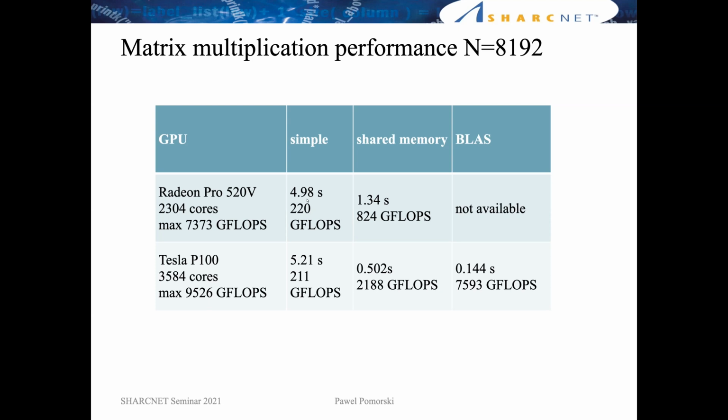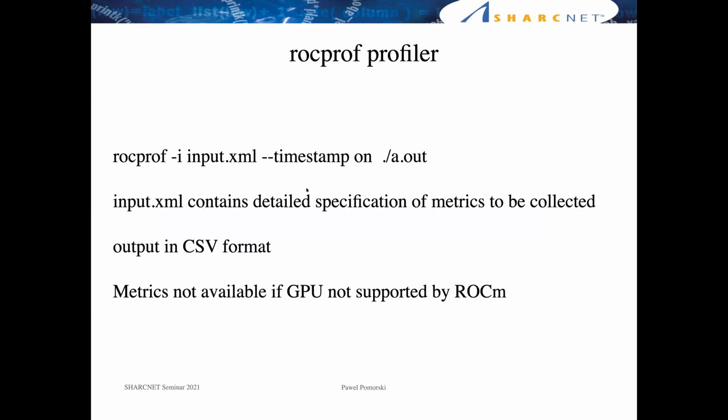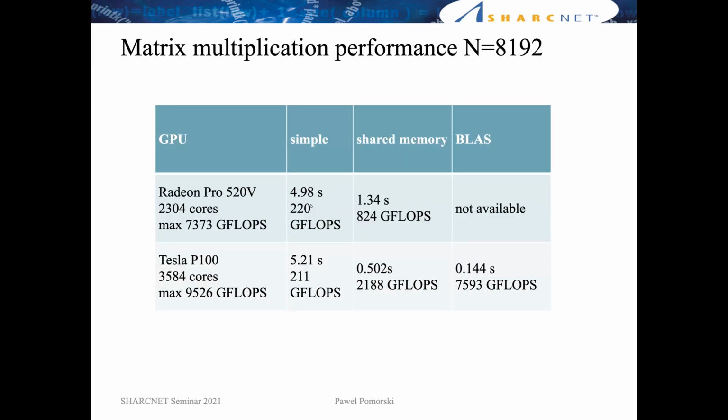But anyway, the interesting numbers are the simple code. So the naive code takes 4.98 seconds on the Radeon, and the improved code goes down to 1.34. And the simple code takes about 5.21 seconds on the Tesla, but it goes down by a huge factor of 10 once you switch to using shared memory.